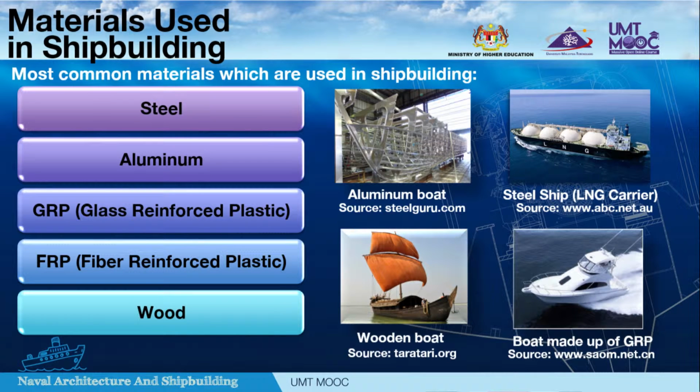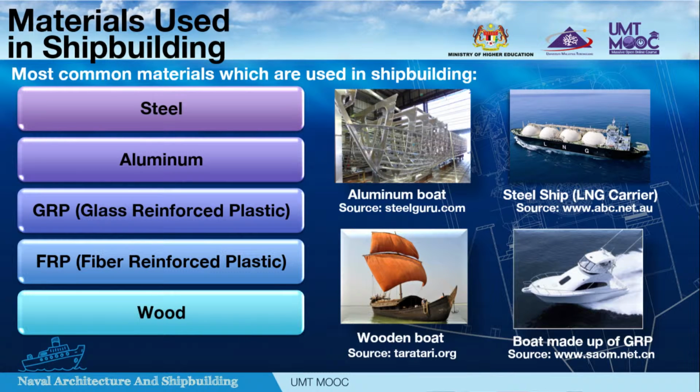You can see that the most common materials which are used in shipbuilding are steel, aluminum, composite materials like GRP and FRP, and wood. Steel is used for the hull of all large ships because it is strong, cheap and easily available. Steel alloys are more expensive but have some advantages over mild steel. Mild steel becomes brittle at low temperature.